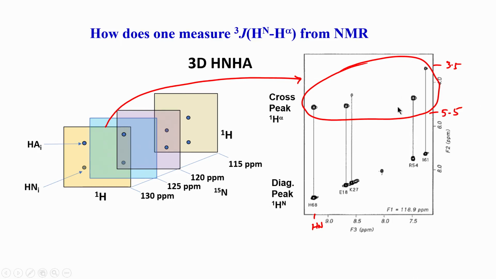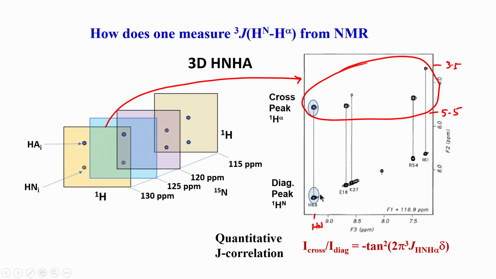Now, what we do next is we integrate, meaning we calculate the volumes of these 2 peaks. That is what is shown here by the circles. We integrate to get the volume intensity of the cross peak and the diagonal peak, and then we take the ratio. When you take the ratio of the cross peak to the diagonal peak, it is related by some formula to the J value. This is something I will not be able to derive in this course, but if you look at some advanced NMR textbooks, you will be able to see it.